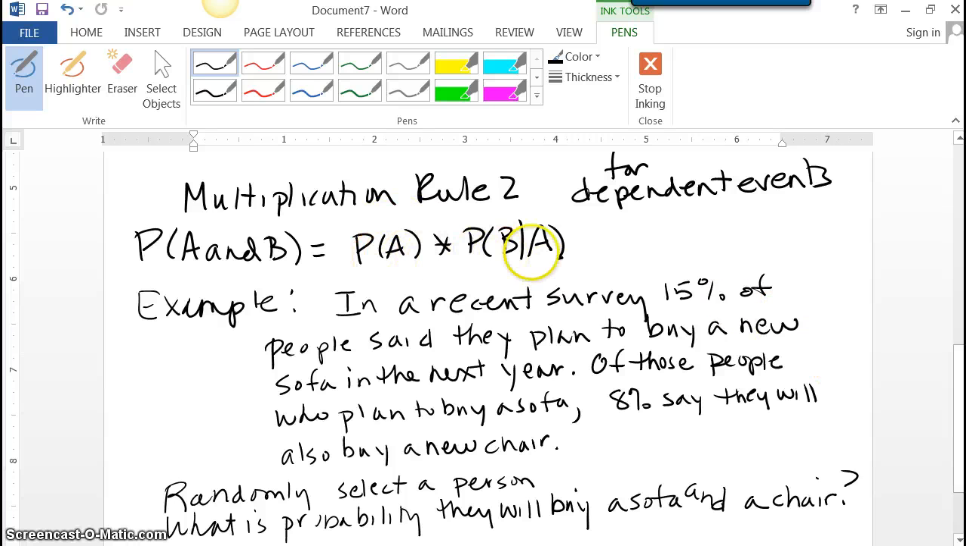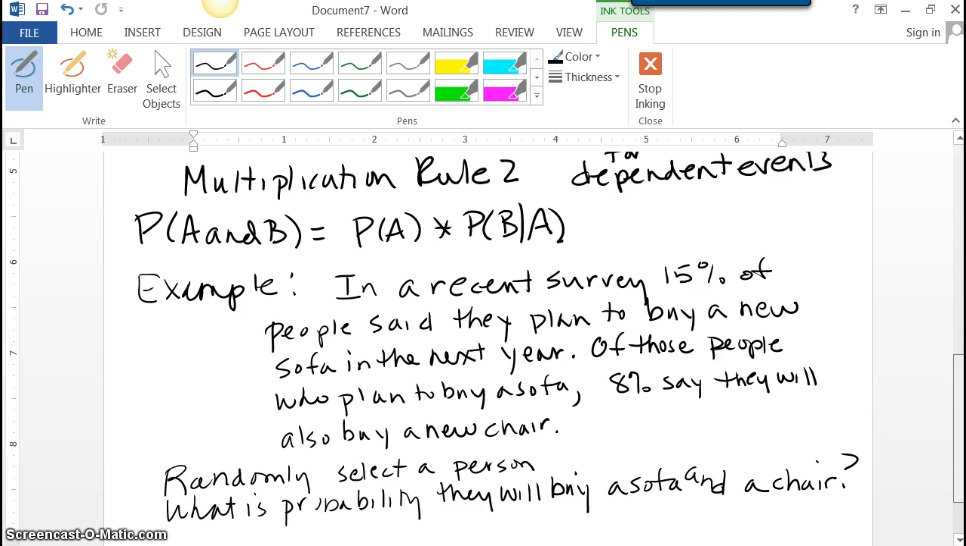You'll notice that this rule changed a little bit from multiplication rule 1 because this second probability is no longer just the probability of B. The way that we read this is the probability of B given, that line is read as given, A has occurred. So there's a new probability of B given A has occurred because these events are dependent on each other. So here's an example of this.